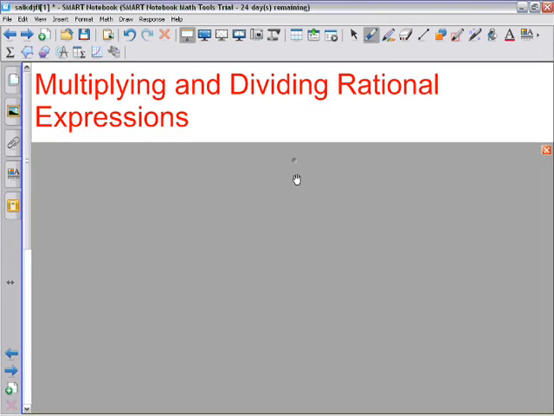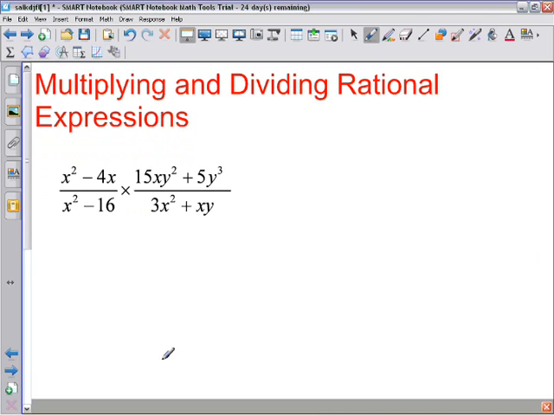Now we're going to talk about multiplying and dividing rational expressions. Let's look at the first example: (x squared minus 4x) divided by (x squared minus 16), times (15xy squared plus 5y cubed) divided by (3x squared plus xy). The first thing you have to do is factor each rational expression.